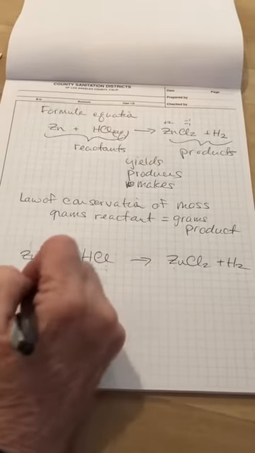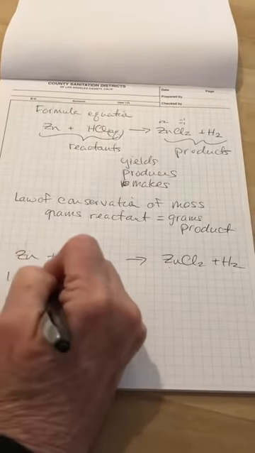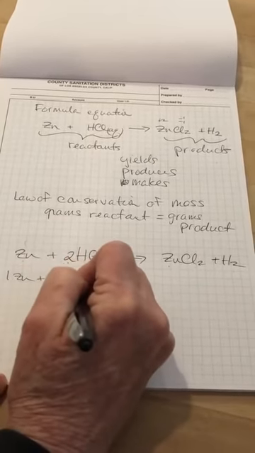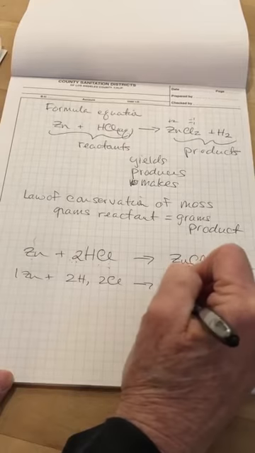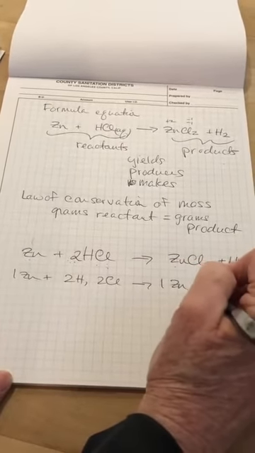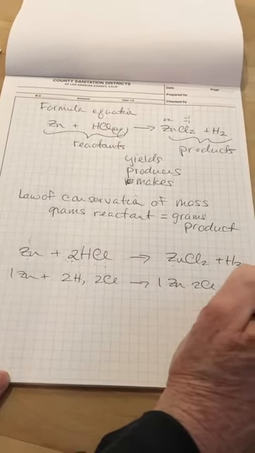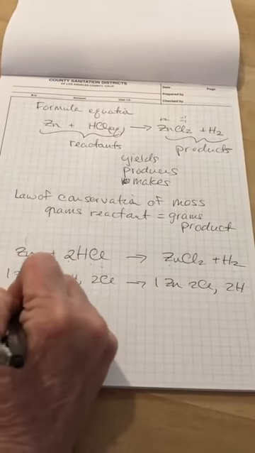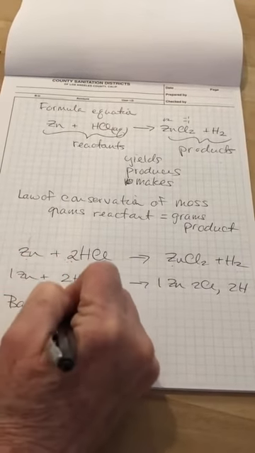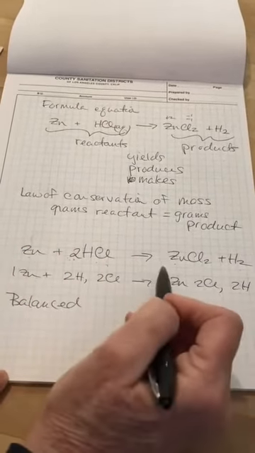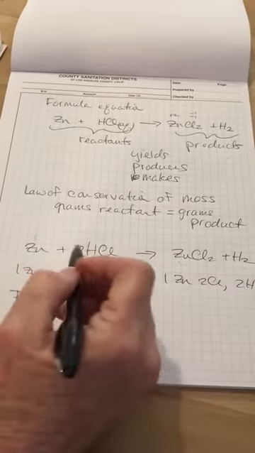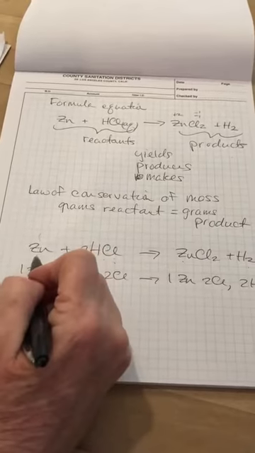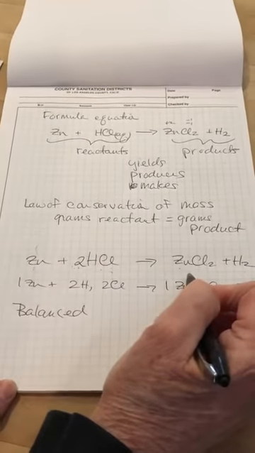Now if we count things up, we've got 1 zinc here, 2 hydrogens, 2 chlorines. If we go on the other side, we have 1 zinc, 2 chlorines, 2 hydrogens, and this equation is balanced. Now with a balanced equation, you can do calculations. It's obeyed the law of conservation of mass. You can use it in the lab to say if I have so many grams of zinc, I'm going to produce so many grams of zinc chloride.